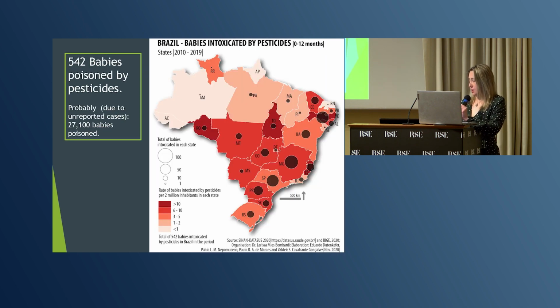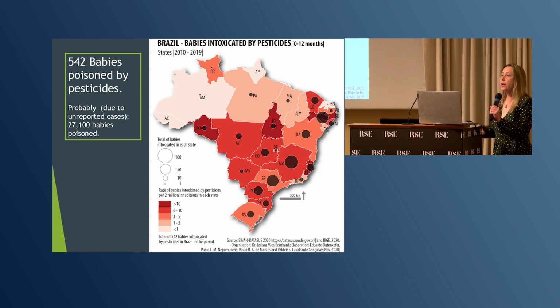And even babies. When I say babies, I really mean babies between 0 and 12 months old. More than 500 babies were poisoned by pesticides. So maybe we had in this period more than 27,000 babies poisoned by pesticides. That's why I'm insisting that when we are talking about agriculture, we are no longer talking about food. It's different. Back to my point.